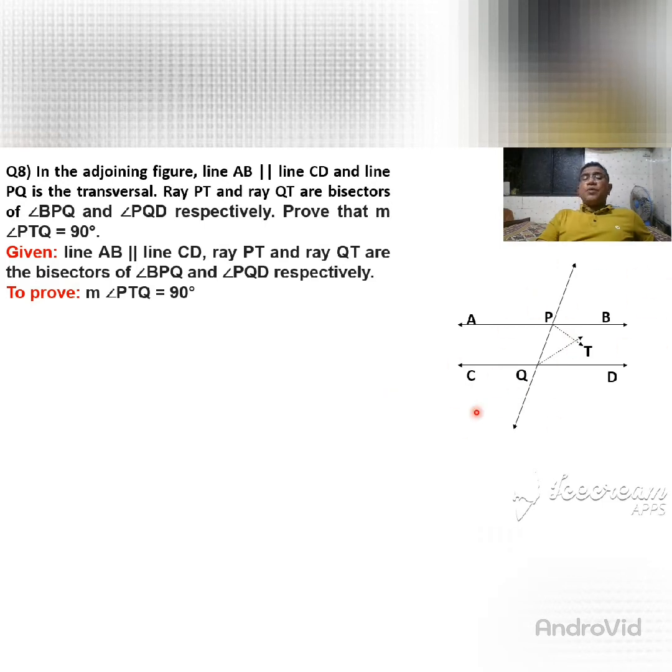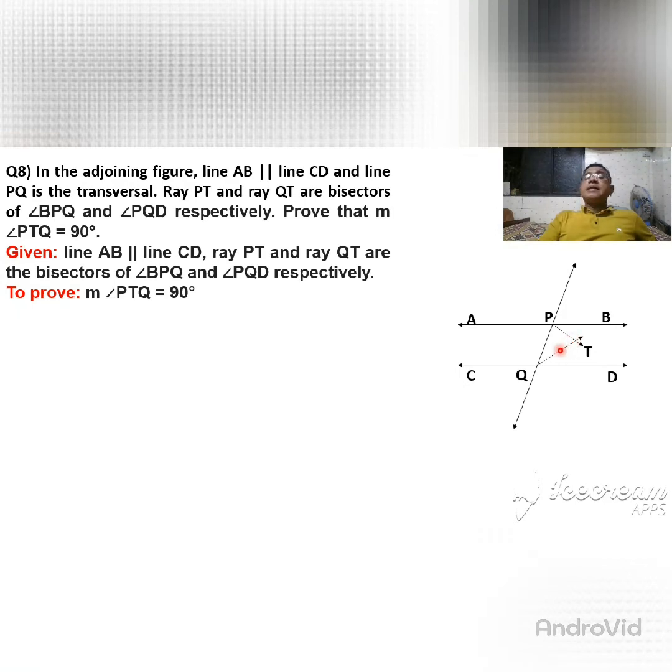So let me write the given first. What are the given? Just see here, given: line AB is parallel to CD. See, this is the line AB. This is the line CD. They are parallel. Ray PT, see, this is the ray PT, and this is the ray QT.